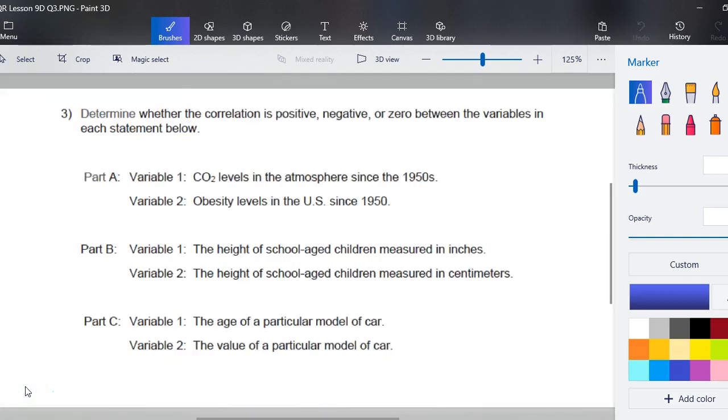Again, hit pause. Go ahead and work on questions 3, 4, maybe all the way up to 5, and then come back and we'll work on them together.